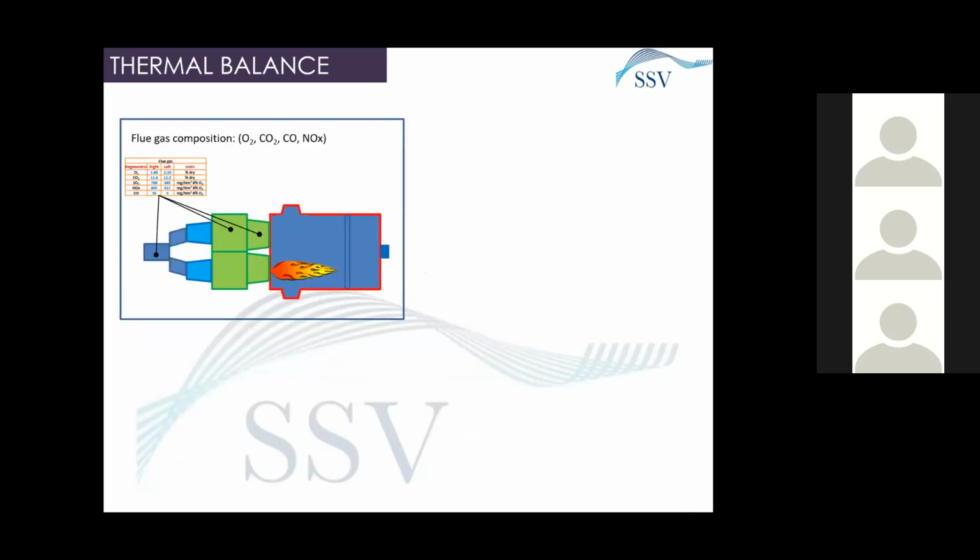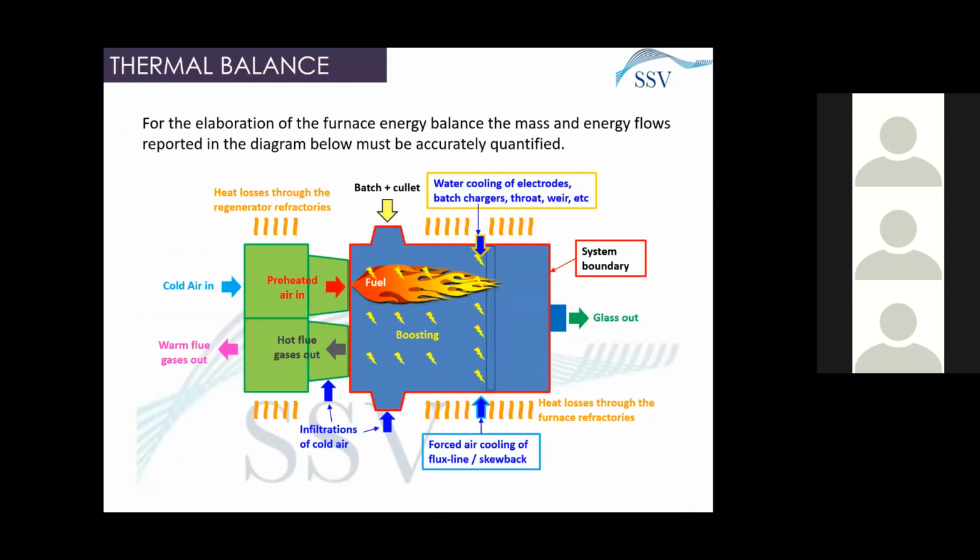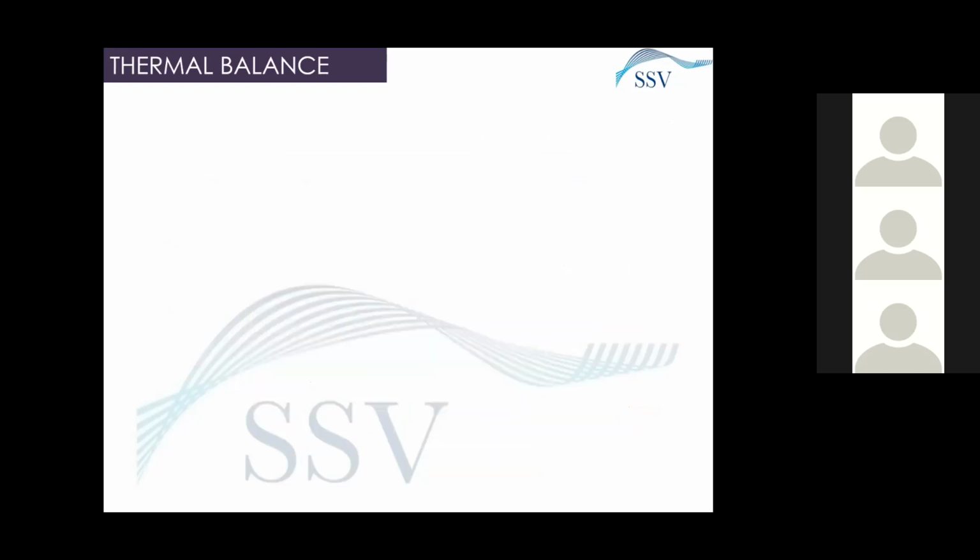Here, quickly, is how we made a thermal balance. There are many inputs and outputs to take into account: the heat coming with the gas, the energy coming with the boosting, but we also have to check and estimate the amount of cold air infiltration, and we have to verify and estimate also, in this case, the energy going out with the glass. These are all the parameters to take into account when we make a thermal balance.